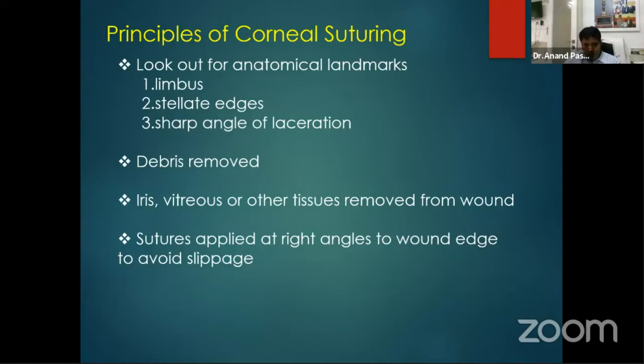So what do we need to look for? Once we start the procedure, we have to look at the anatomical landmarks to see where the limbus is. Are there any stellate edges of the wound? Are there any sharp angles of laceration? Debris, if any, needs to be removed, and iris or vitreous incarceration, if any, needs to be removed, and sutures are applied at right angles to the wound edge to avoid any slippage.